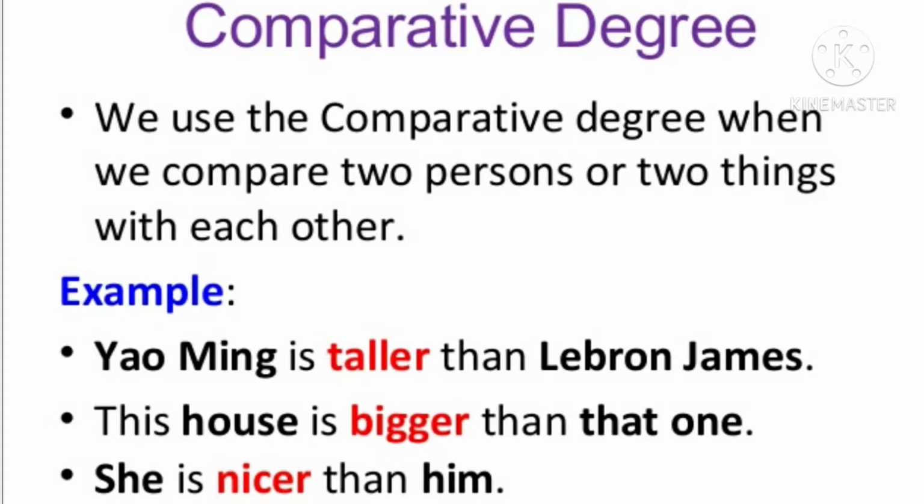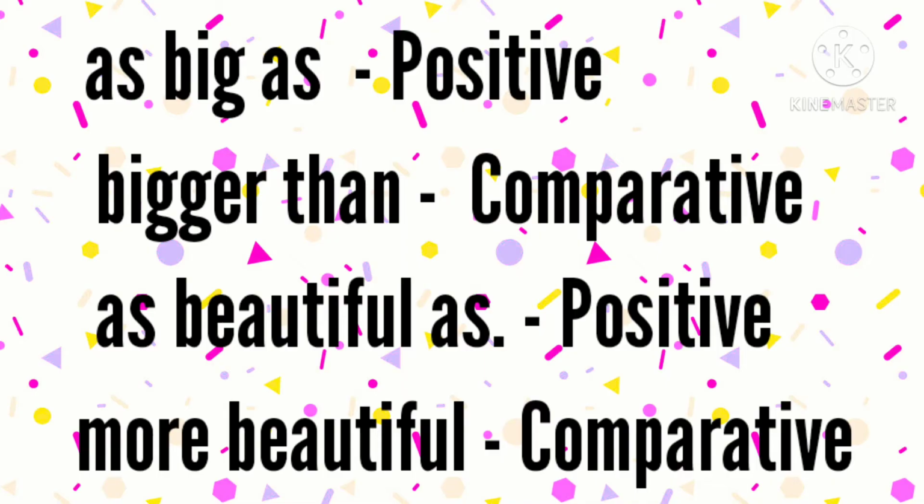And the second one, comparative degree. In the comparative degree, when we compare two persons or two things with each other, we use both the positive degree and the comparative degree. For example, this house is bigger than that one, that is comparative degree. If it is, this house is not as big as that one, that is positive. The term bigger is the comparative version of the term big.